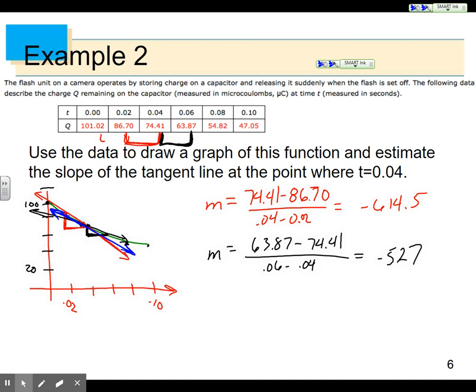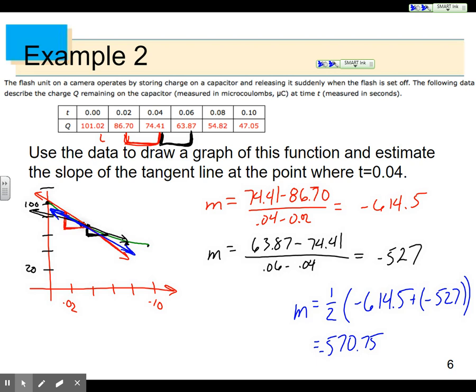It's not going to be exactly right, but the best way I'm going to have to figure out what that blue line is, my best guess, is simply an average of these two slopes. Again, I highly doubt that blue line is perfectly right between them, but it's the best we're going to be able to do for now. So I subtract off 527, I divide that by 2, and I've got that I landed halfway between these at negative 570.75.